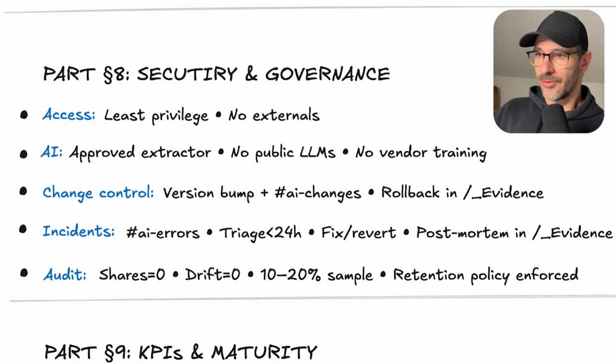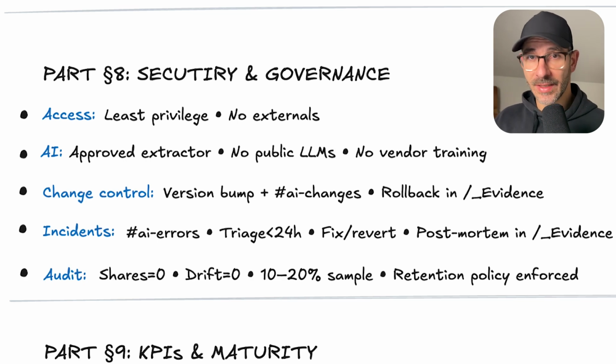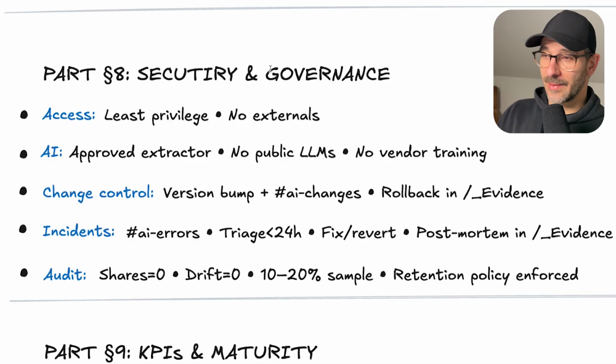So, access. Run least privilege: partners and ops own, the working teams are members, and then visitors are read-only. No externals by default. If you need them, time-box the guest access through a ticket. Second, AI use. Only the approved extractor and the prompt pack. No public LLMs with client data ever. Evidence JSON stays in the repository, and the vendors must never train on your data.